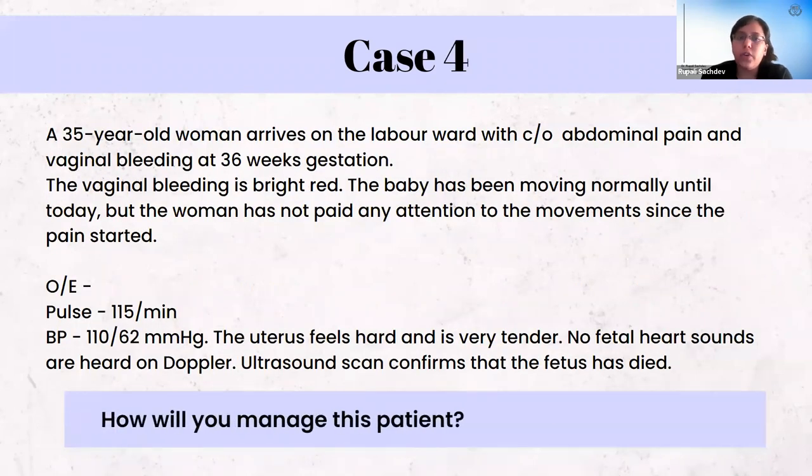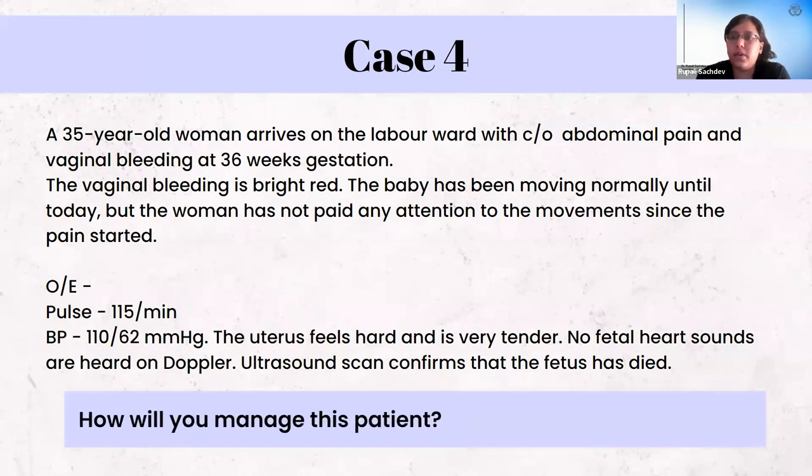Okay, case 4. A 35-year-old woman arrives in the labor ward with complaints of abdominal pain and vaginal bleeding at 36 weeks of gestation. The vaginal bleeding is bright red. Baby has been moving normally until today, but she has not noticed movements since the pain started. Pulse is 115, BP is 110 over 62. Uterus feels hard and is very tender. There are no fetal sounds heard on Doppler, and ultrasound scan confirms that the fetus has died. What is your diagnosis? Tell me your diagnosis first, and then we'll move on to management.